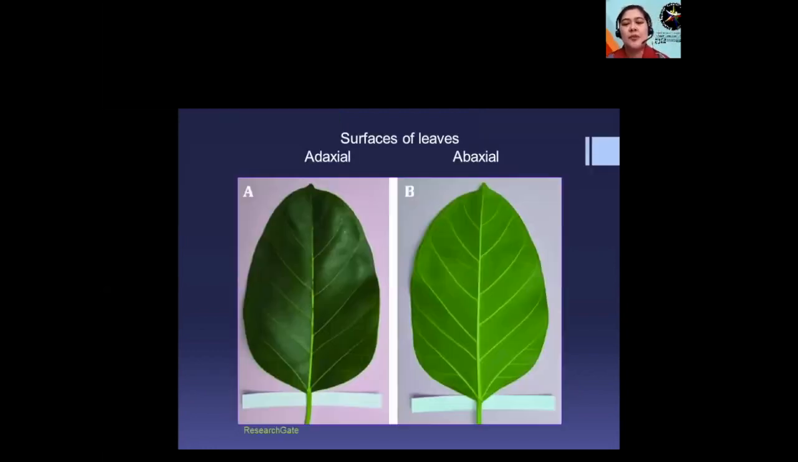So this is just to introduce you to two terms. This would be the surfaces of the leaves. Adaxial, with a D, would be the leaf on the dorsal side. And as you can see, it's darker in color and it would have a thicker cuticle. The abaxial side, with a B, would be the underside of the leaf. And as you can see, it's lighter in color and our veins are more evident.